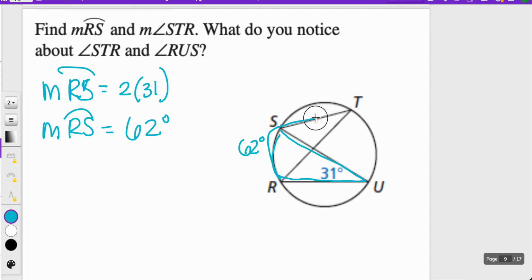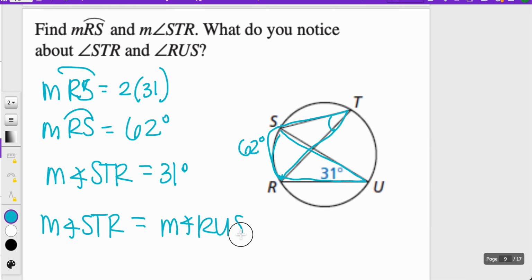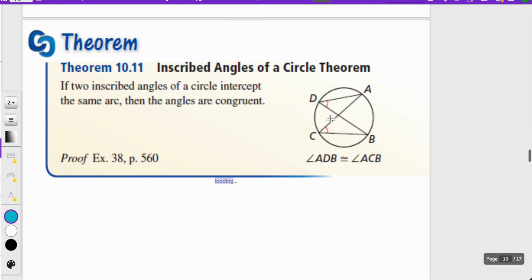Now STR is here, and STR is also intercepting arc RS, so I could just take 1/2 of that. So the measurement of angle STR is 31 degrees. So the measurement of angle STR is equal to the measurement of angle RUS. Almost like these are corresponding angles because they're both intercepting that same arc.